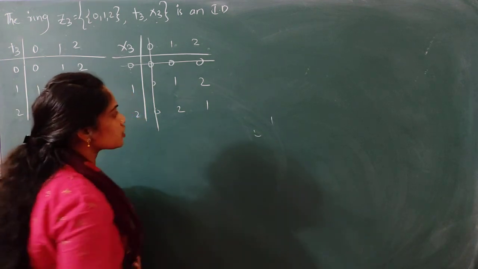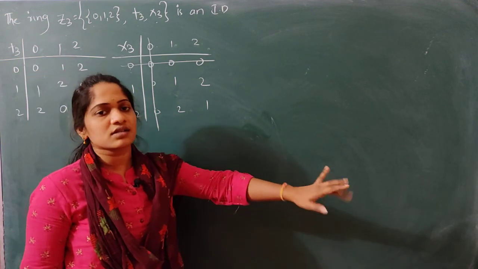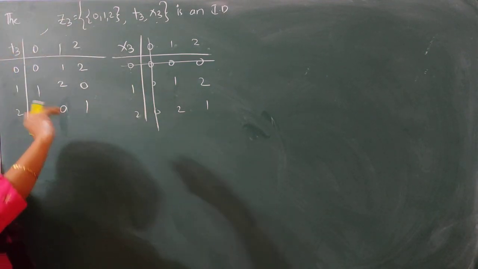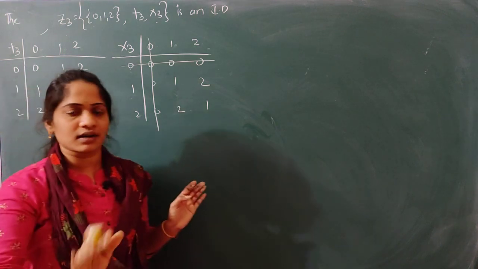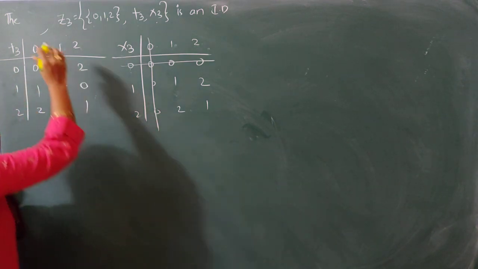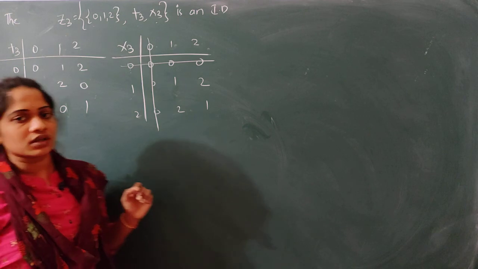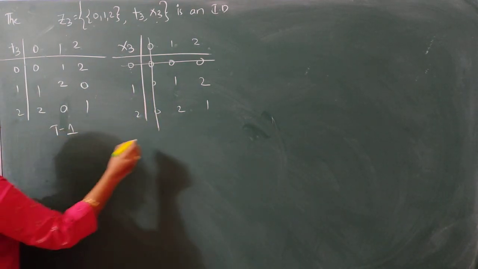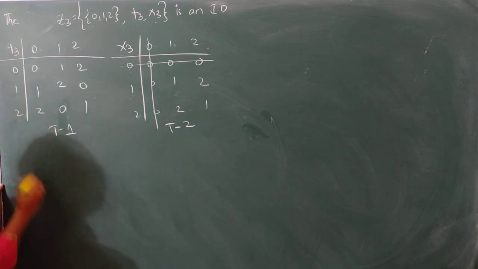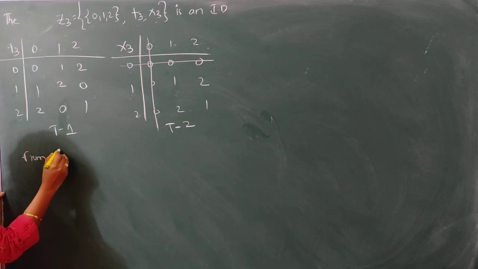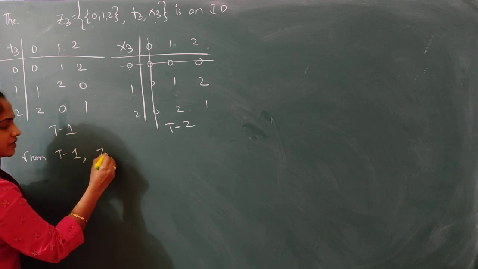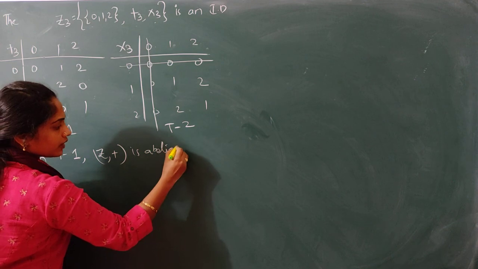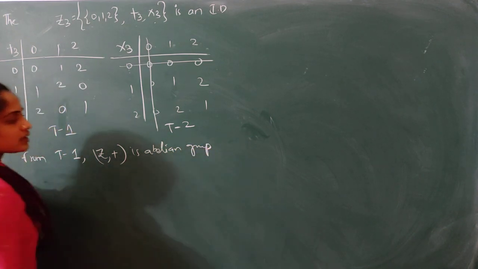Now what we have to check here is whether it is a ring or not. The ring is already given here, but if it is not given, you have to check the ring conditions. So let us take this as Z3. To check whether it is a ring or not, there are some conditions. Let us take this as table 1 and this as table 2. From table 1, I am saying that Z3 comma plus is an abelian group.